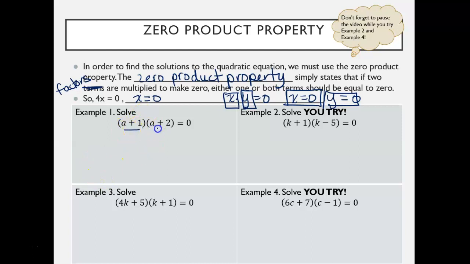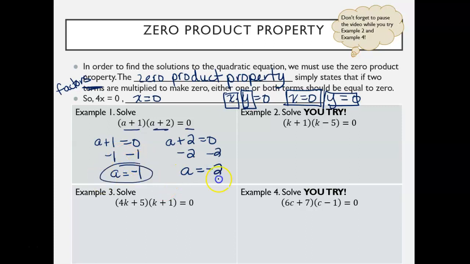Notice that these won't always be like that. So we want to notice that we have two factors being multiplied together to give 0. I'm going to use that zero product property to split this up into two pieces. a could be equal to 0, or a plus 2 could be equal to 0. Either way would make both of these zeros. We're going to subtract 1 from each side, so a becomes -1. We're going to subtract 2 from each side, so a becomes -2.